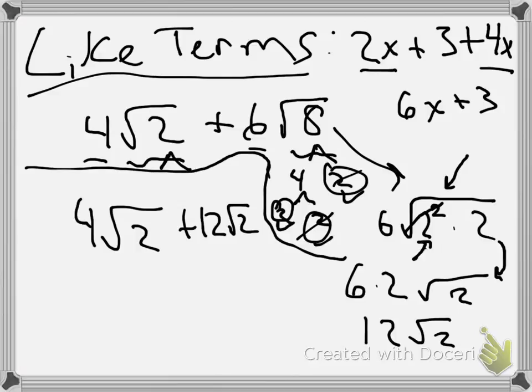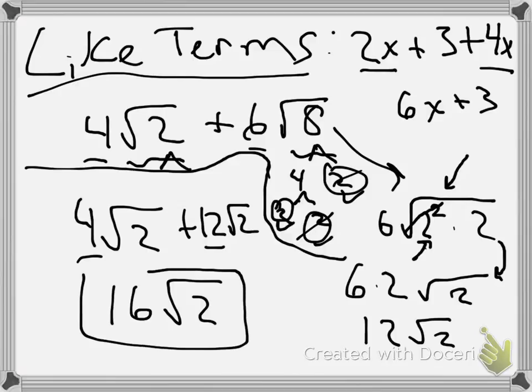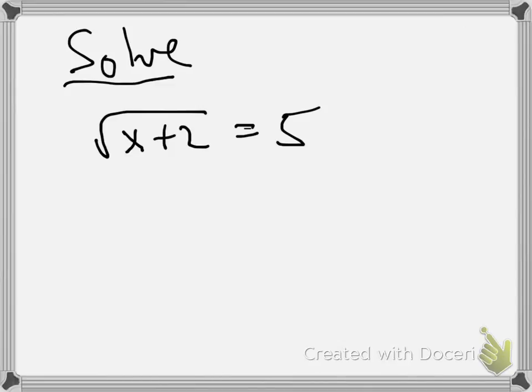Now look, now we have like terms because they have the same inside the square root. And now I can just add up the coefficients. 4 plus 12 is 16. They both have square roots of 2. If they didn't have square roots of 2, I couldn't add them together, but they do. So that's the result. They have to have the same insides, and you get the insides by simplifying.